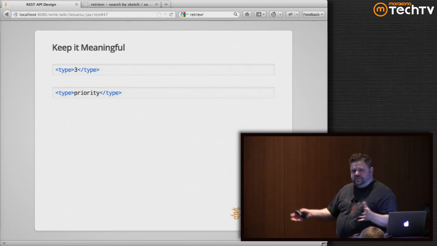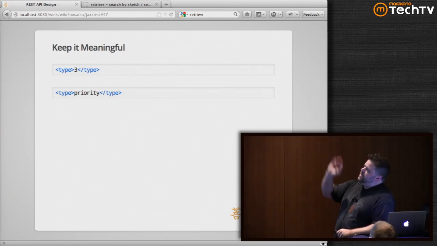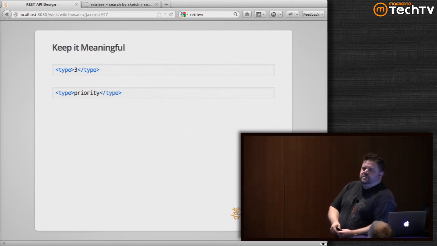So I designed the representations. They started mimicking my designs. I went away and did other stuff. I came back, and I saw in production something like this. Type equals 3. Why does it say type equals 3? Well, because that's what the service gave us. What does type equal 3 mean? Priority. OK, you know that.